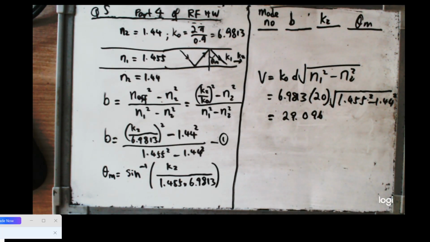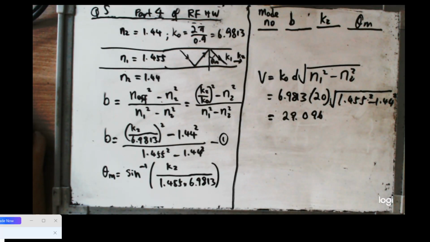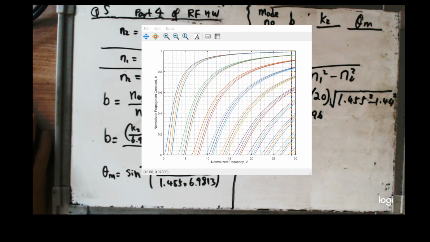Okay. So now I'm going to switch you back to the BB part. The V number is 29.09. So I am going to switch to the whiteboard, to the BB part. So this is the BB part we have got.